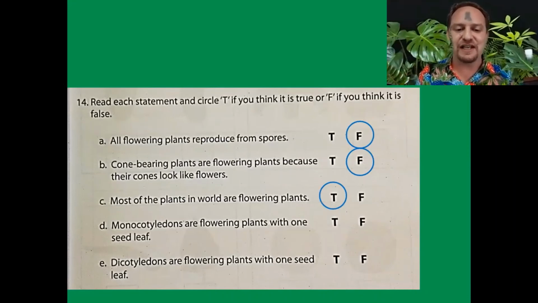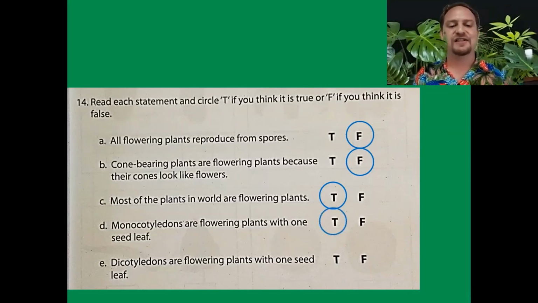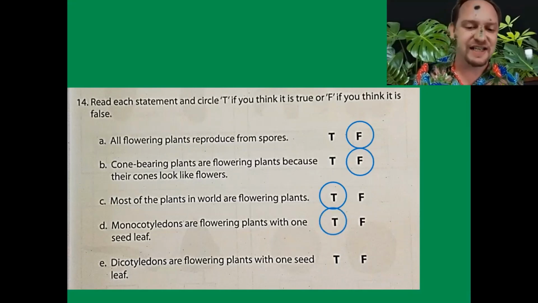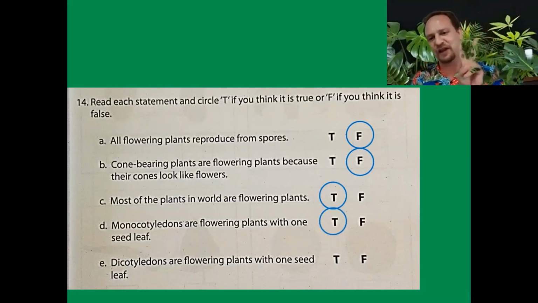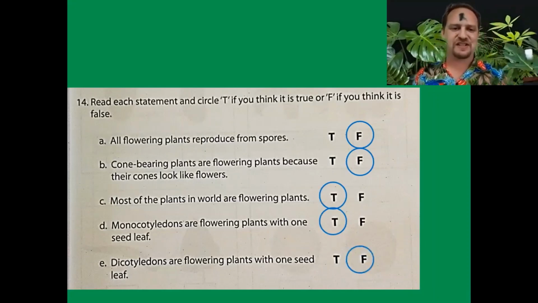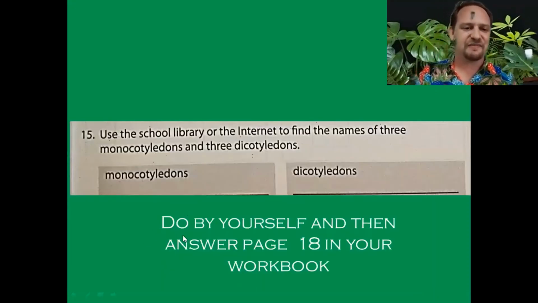D, monocotyledons are flowering plants with one seed leaf, like a leaf of grass. That is true. And dicotyledons are flowering plants with one seed leaf. That is not true. We know they have two. So that's a false. Okay, excellent. You can do question 15 by yourself with the use of the internet. Just find three plants that are monocotyledons, find three plants that are dicotyledons. Just write them down in that little box, okay? And also you'll be able to do page 18 by yourself in your workbook, okay?